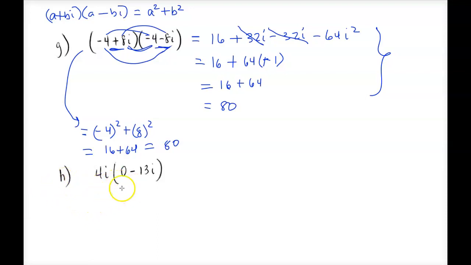Now, for example H, we realize that the real number part is 0, so we could actually rewrite this way. And here, it's pretty simple. Just multiply 4i times -13i. -13 times 4 is going to give us a -52. And i times i will be i squared. And again, i squared is understood to be -1. So in this case, we see that our answer actually ends up being a positive 52.